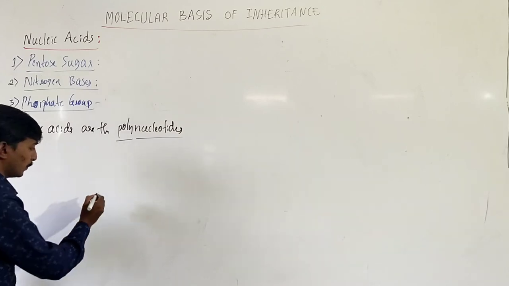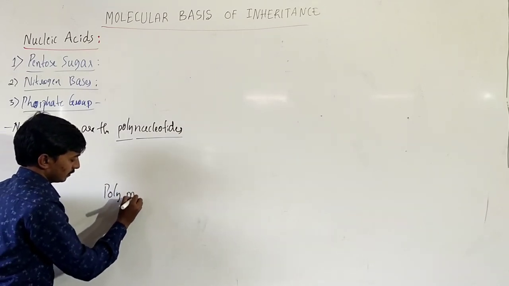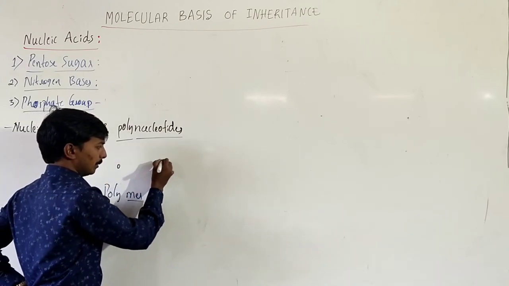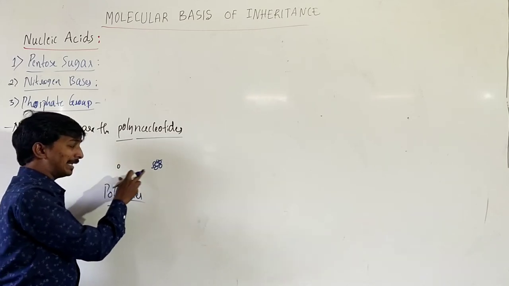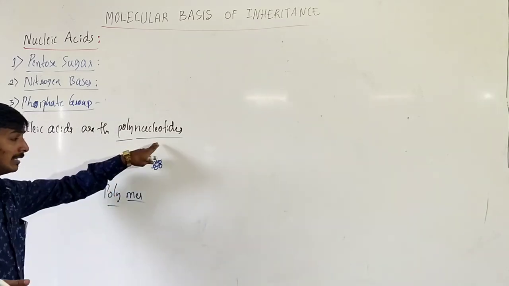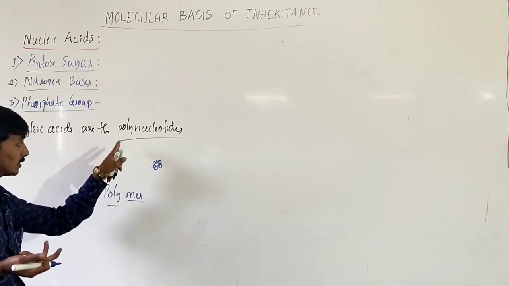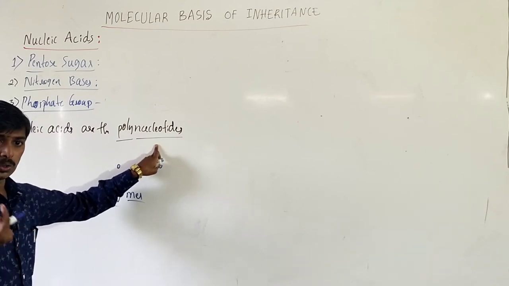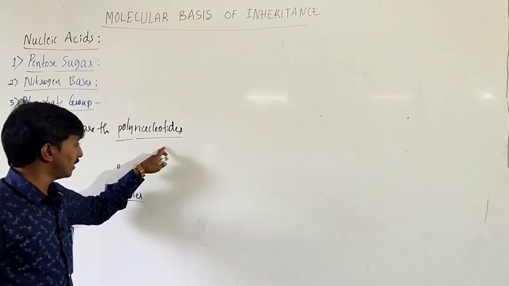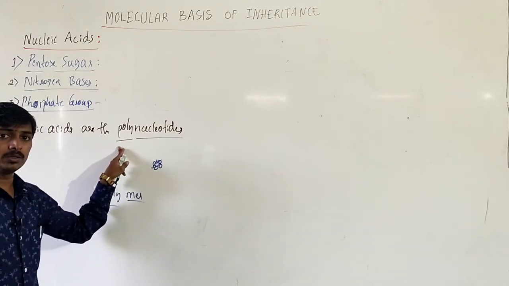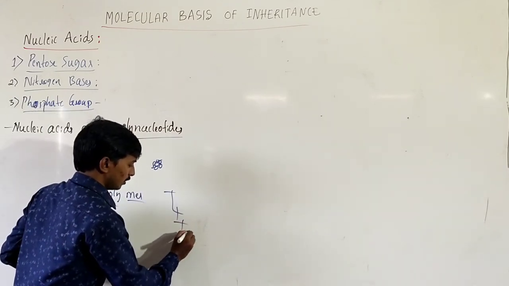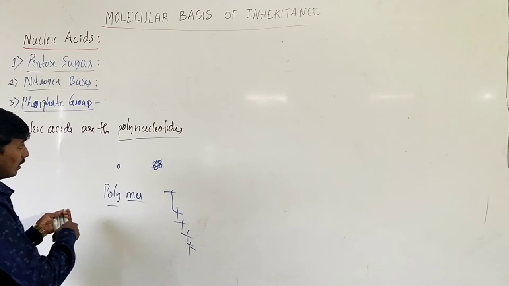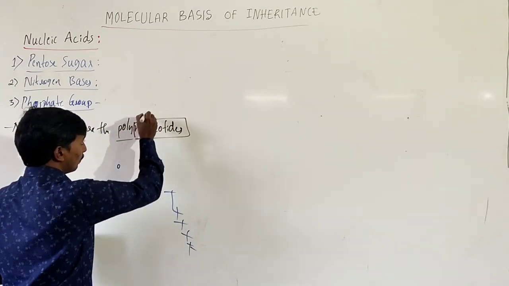As you all know, there is a word called polymer. Polymer means if it is a single monomer, if it is many, it's a polymer. One unit is a monomer, many units is a polymer. One nucleotide is a monomer, many nucleotides is a polynucleotide, a polymer. If it is single, it's called a mononucleotide or simply nucleotide. But when it is many, it's called a polynucleotide, a chain of many nucleotides. So here one nucleotide is a monomer.